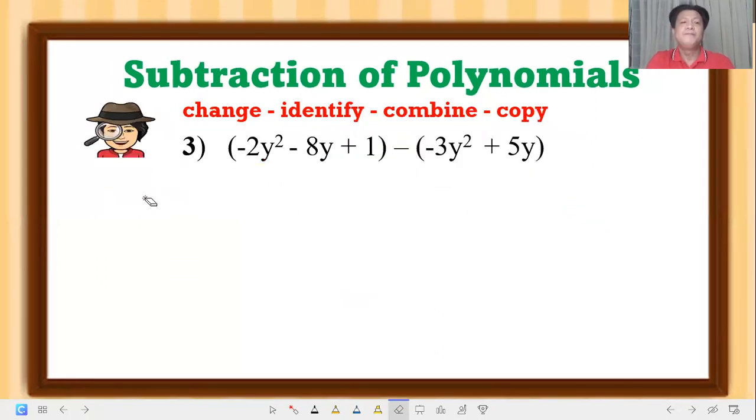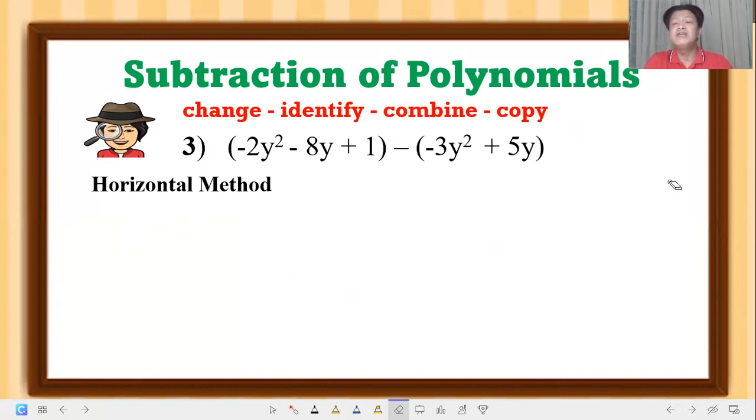Okay, with that, for number 3, I have here negative 2y squared minus 8y plus 1 minus negative 3y squared plus 5y. Okay, remember the step, change the sign of the subtrahend, yung second number natin. I-reverse lang natin. So meaning to say, we can also do this in a horizontal method, no? Tsaka vertical method. So let's do this.